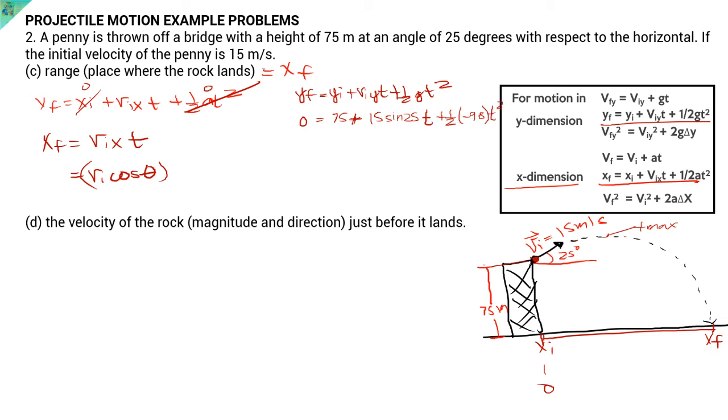Okay, let's simplify this one. So that will give us 0 equals 75 plus, let's compute 15 and sine 25, 6.339, so that's 6.34 t, plus negative 4.9 t squared. Okay, I hope you can recall.